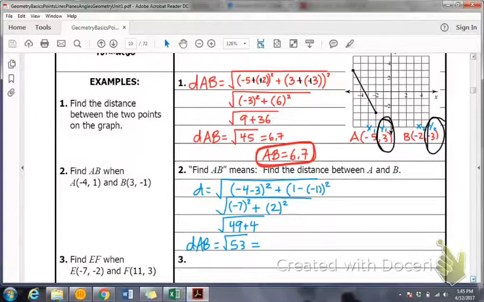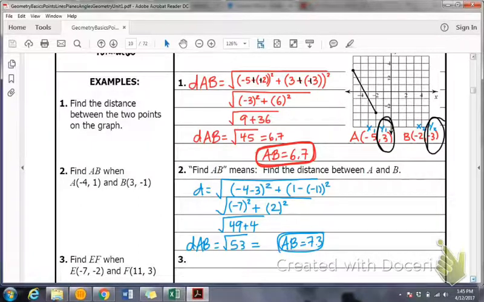What is that as a decimal? 7 point, I have 3. What is it? 7.28. So let's go ahead and round to 1 decimal place. So 7.28 would give us 7.3. So make sure you put AB equals 7.3. Any questions about that? Did you not get that? You okay? Oh, we're going to do one more problem.